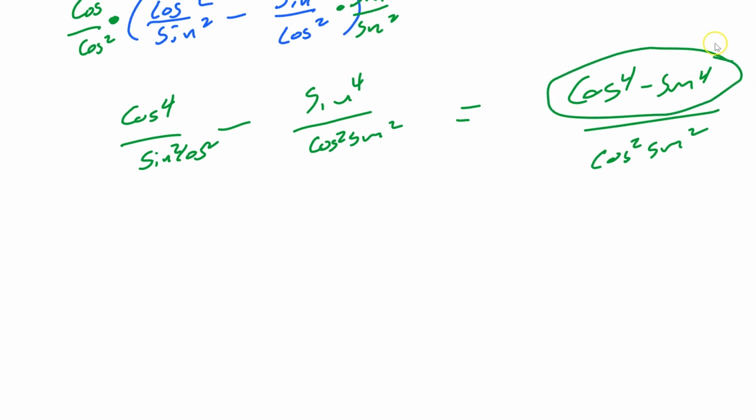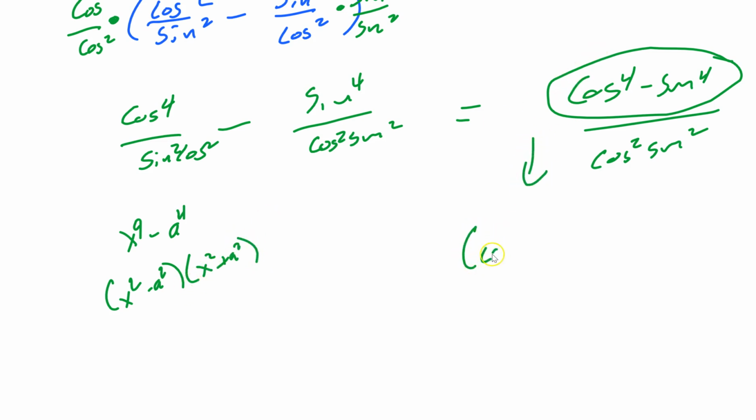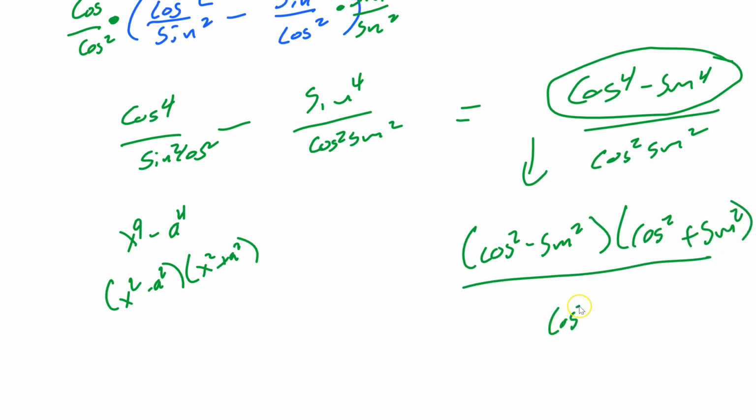This factors. Come on, honors. Difference of two squares, right? This is x to the fourth essentially minus a to the fourth, which is x squared minus a squared, x squared plus a squared. Difference of two squares. Same thing here. So I'm going to get cosine squared minus sine squared, and cosine squared plus sine squared, all over cosine squared sine squared.